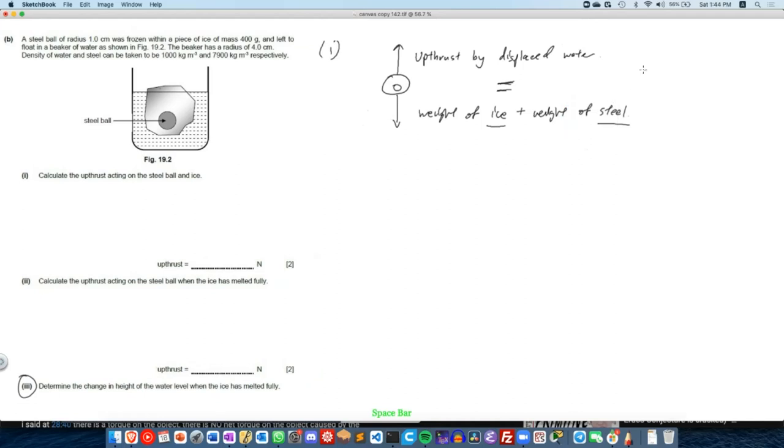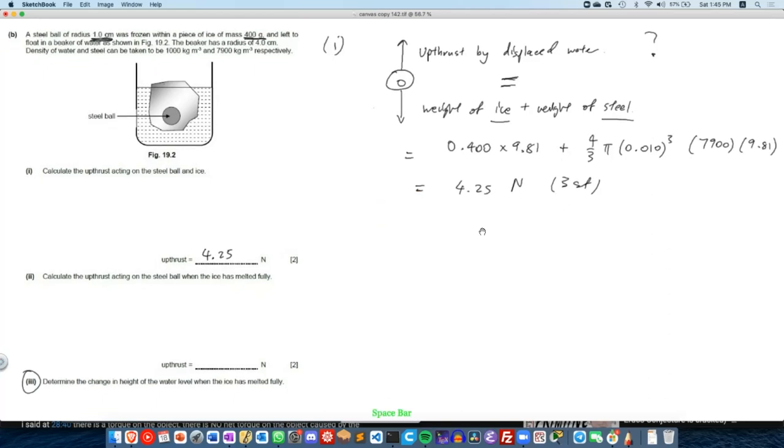So the question asks us to calculate this quantity. In order to calculate this quantity, we just need to calculate the weight of the ice plus the weight of the steel. And in this case, because we're given the radius of the steel ball, which is 1 cm, and we're given the mass of the ice, we can easily calculate the weight of both objects. Let's calculate the weight of the ice first. It's just going to be 400 grams times 9.81, times g. And for the weight of steel, it's going to be the volume of the steel ball times the density of steel times 9.81. So I believe this should be simple enough. And that will give us 4.25 newtons to 3SF. And that's the answer for the first part.